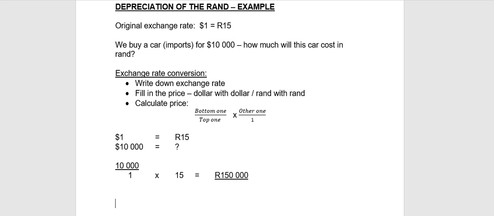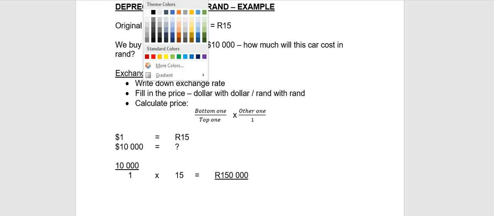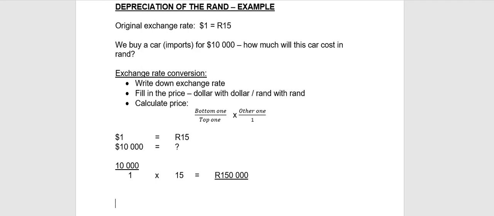You take your $10,000 and you send it to America to pay for the car. But now we want to see what if there is a depreciation of the rand. That is what the question is saying. What is going to happen if there is a depreciation of the rand? If the rand depreciates, more rand is given for every dollar that we buy. So if the rand was 15 before, let's make it 20 to make it easy. It's a big depreciation.